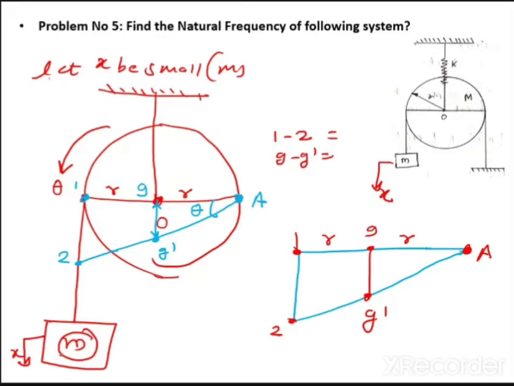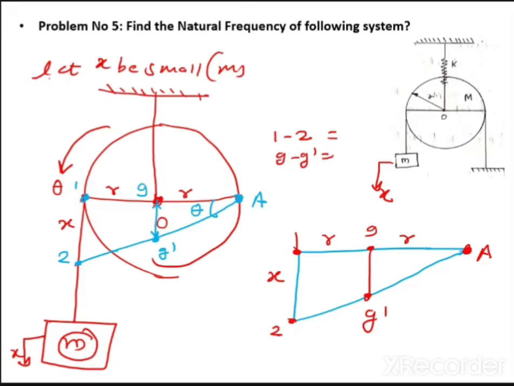So distance between the 1 and 2 will be x, right? Because whenever you're pulling a mass by x, the point 1 will move towards the 2. By what distance? X only. So 1 to 2 will be x.